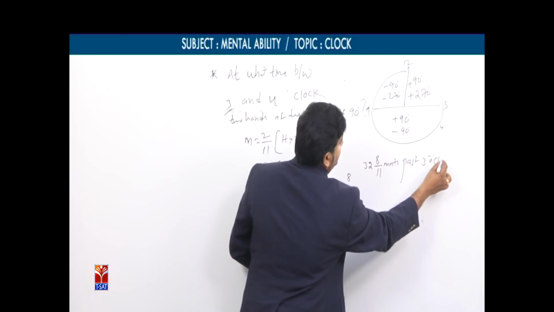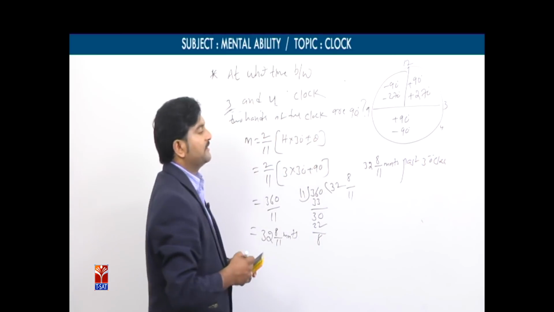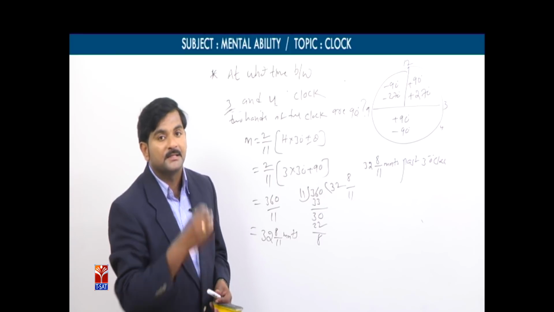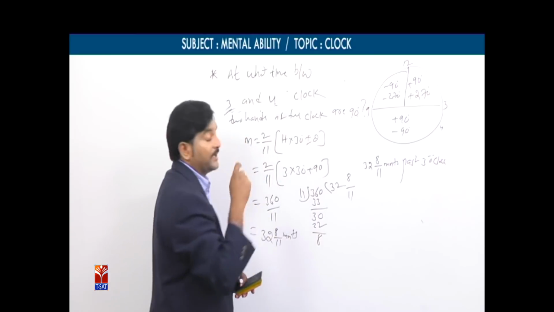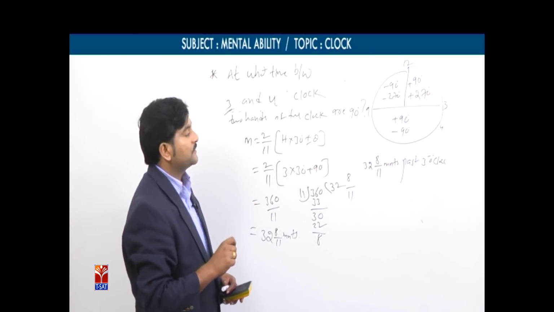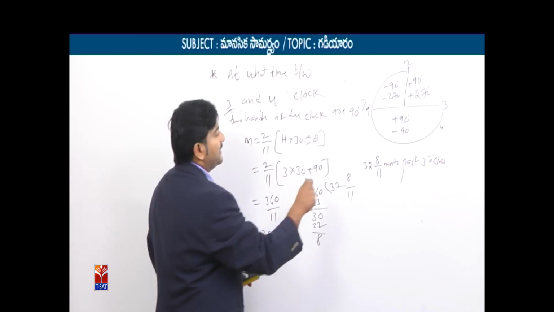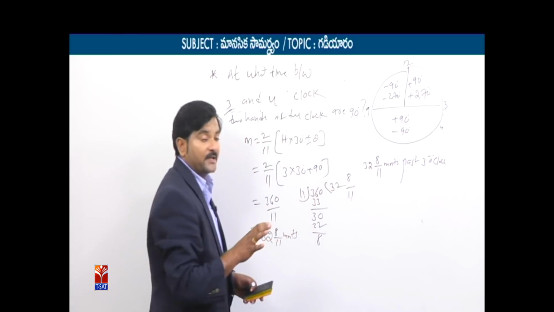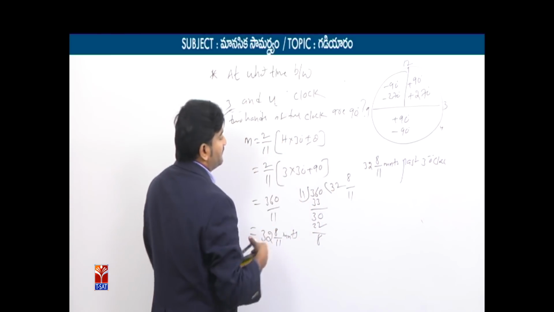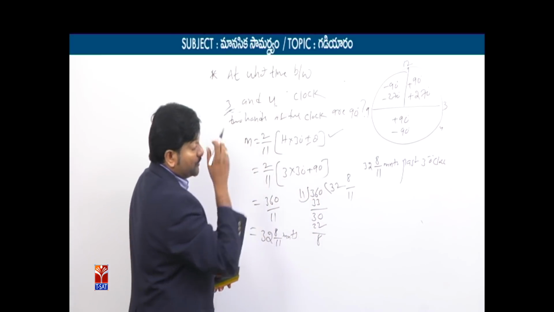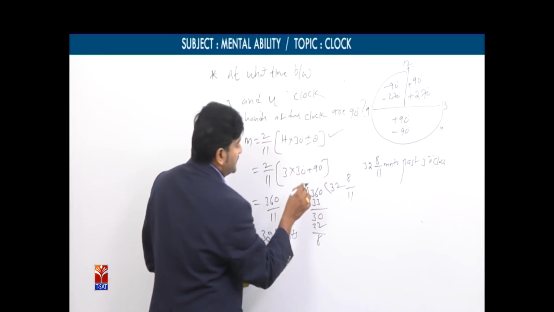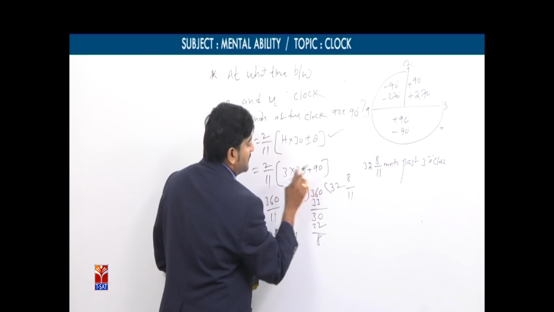So at this time exactly, the angle between the two hands is 90 degrees. This is only case 1 because I am taking theta equal to 90 only. Again, we need to take theta equal to minus 90. If I take theta equal to minus 90, observe interestingly, this formula is the same. Instead of plus 90, I need to take minus 90 now.